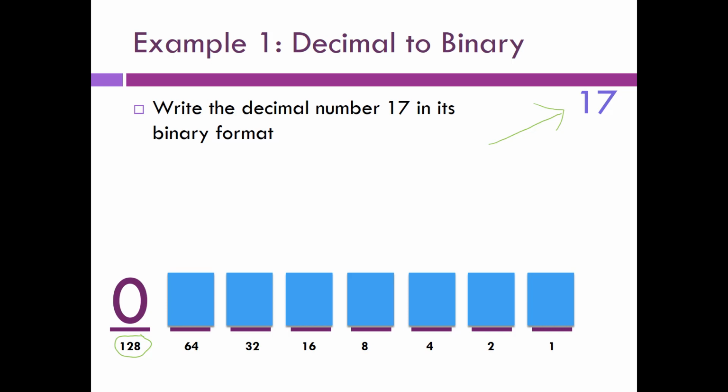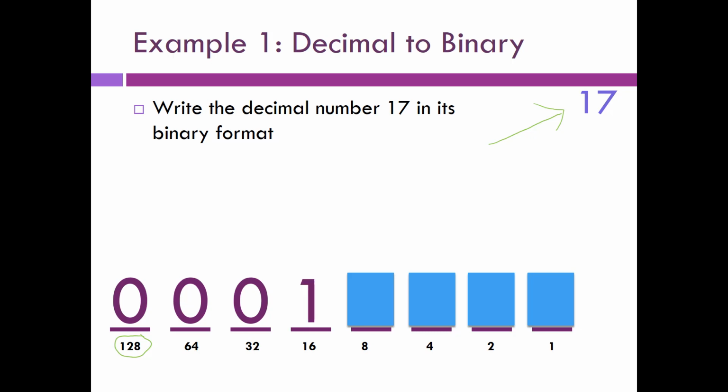We go on. 64 is too large, so that's also a 0. 32 is bigger than 17, so that's going to be a 0. And then we get to 16. 16 actually can go into that number. It's less than 17. So we're going to put a 1 there, and then we're going to subtract 16 from 17, leaving us with the remainder of 1.